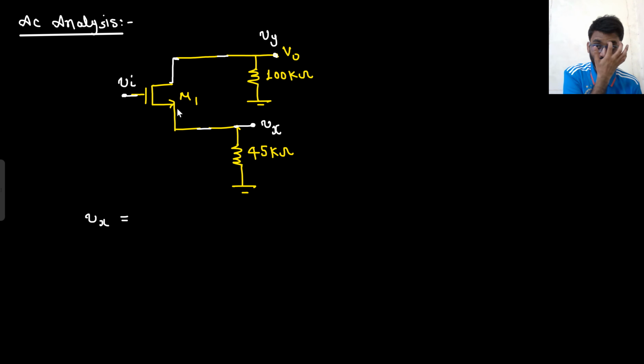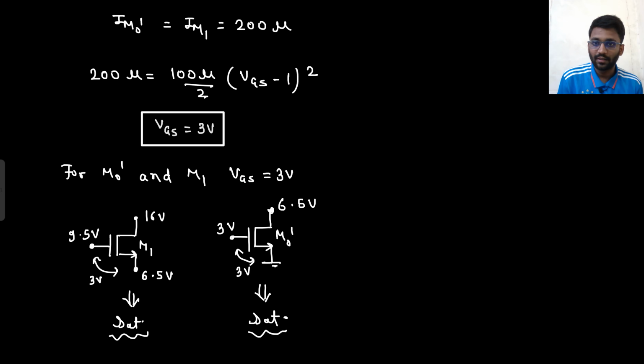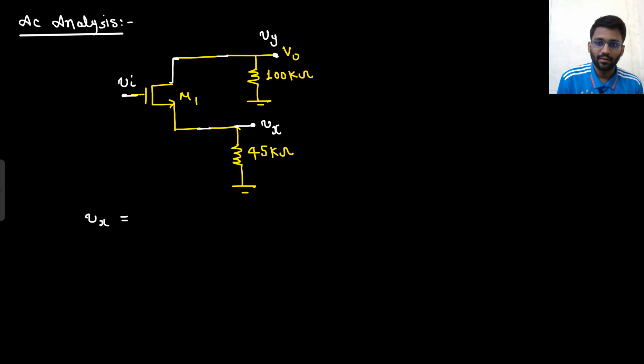What would Vx be? What is the value of Gm here? Okay, you don't know the value of Gm. Let's just call this Rx and this Ry. So what will be Vx? Can you write it down?